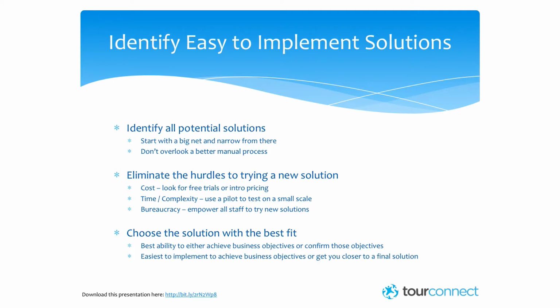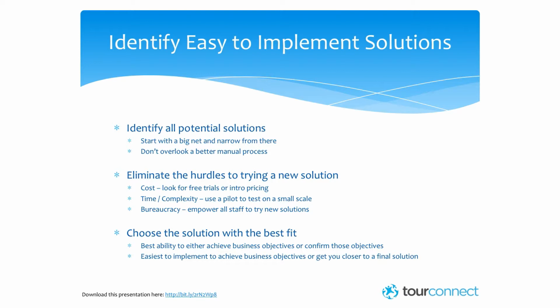Next piece, identify easy to implement solutions. And this is kind of the core of what we're talking about today. There are so many technologies out there that are free or cheap and very easy to implement that can solve a lot of the problems that you have out there. So start with a big net, go out and look and find anything that might possibly solve whatever that business objective is that you're trying to do.